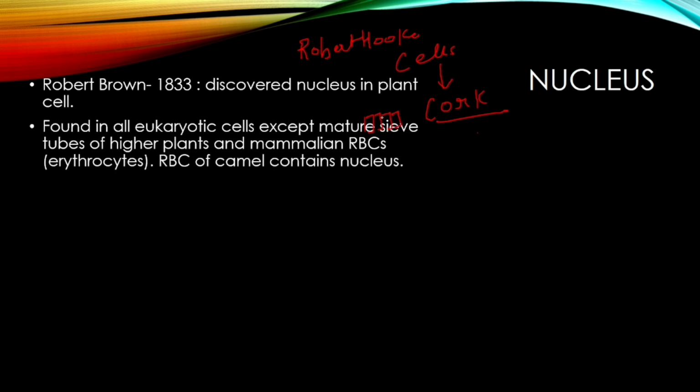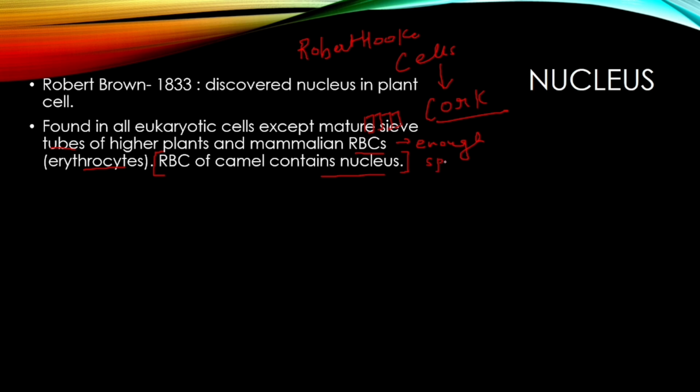Now, the nucleus is found in all eukaryotic cells except the mature sieve tubes of higher plants and mammalian RBC. I hope you know what sieve tubes are. They are present in the phloem. The RBC of the camel is an exception. The RBC of even some frogs and camels contain a nucleus. But mammalian RBC has no nucleus. Why does RBC have no nucleus? So that it has enough space.